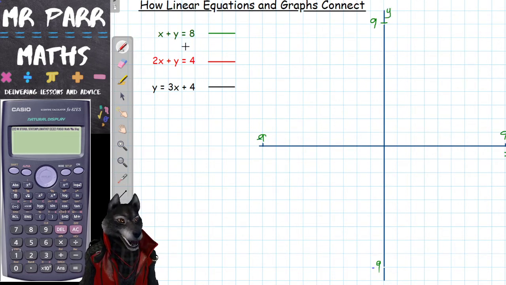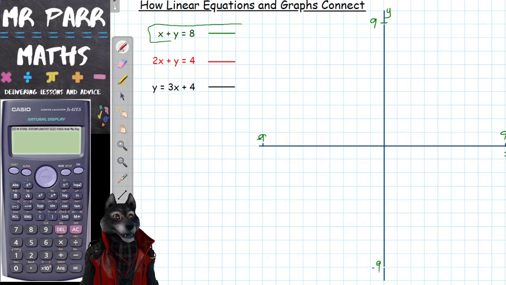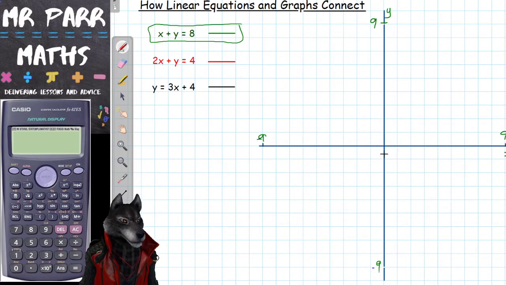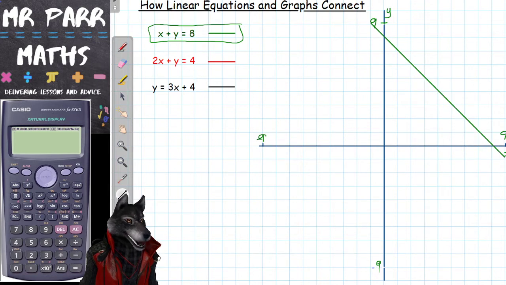Each of these is what I would call a linear graph, but they've been written in slightly different ways, and we can interpret these quite easily. If you look at this, this is telling me that when I add the x-coordinate and the y-coordinate, I will always get an answer of 8. So let's look at it simply. I could sketch this very quickly. I can see immediately that this graph is going to go from here all the way down to here, passing through the points 8 and 8.